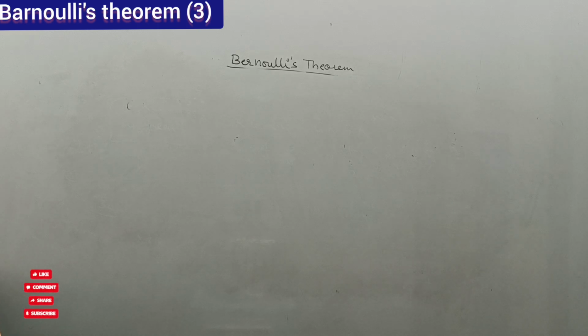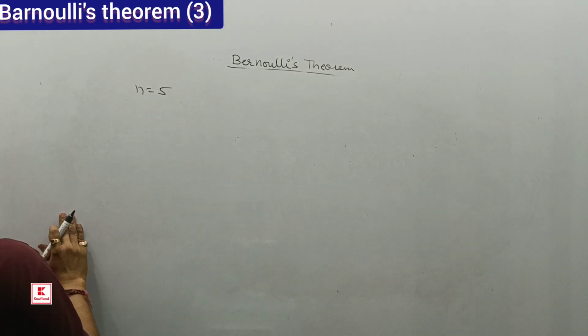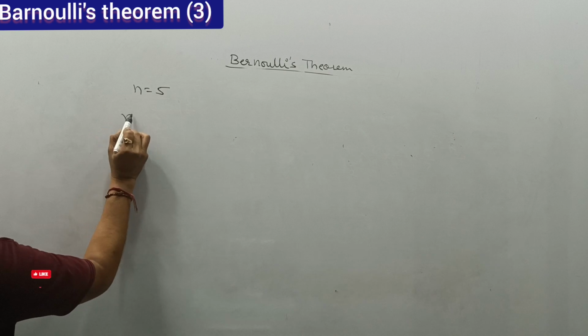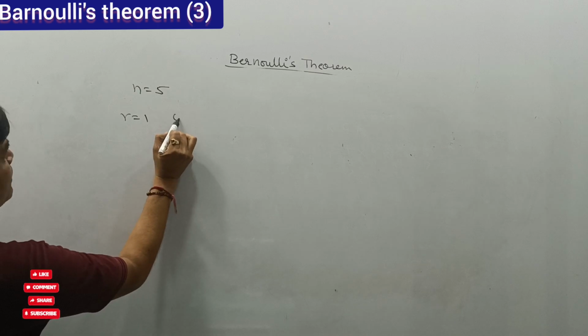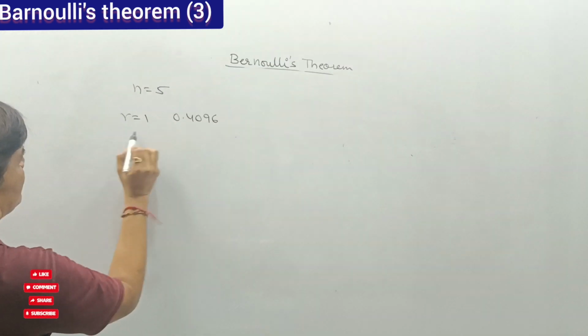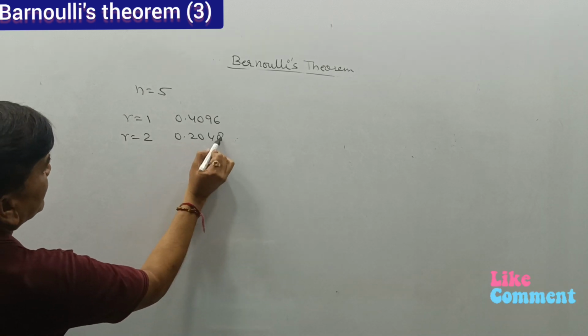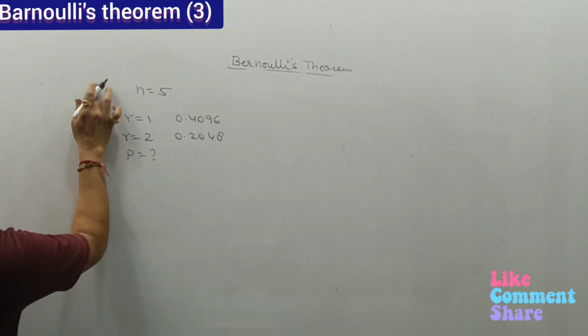In a binomial distribution based on Bernoulli theorem consisting of 5 independent trials, the probability of 1 success is given as 0.4096 and the probability of 2 successes is given as 0.2048. Then calculate the value of P. This is the third question.